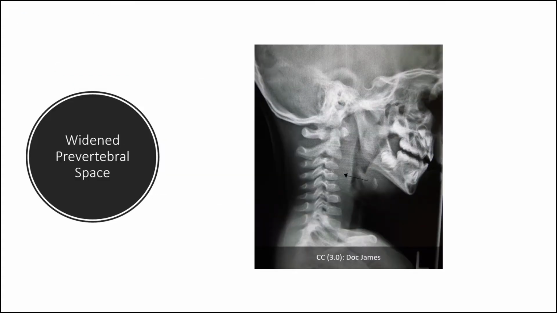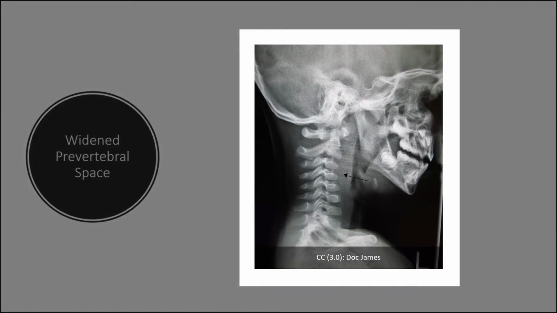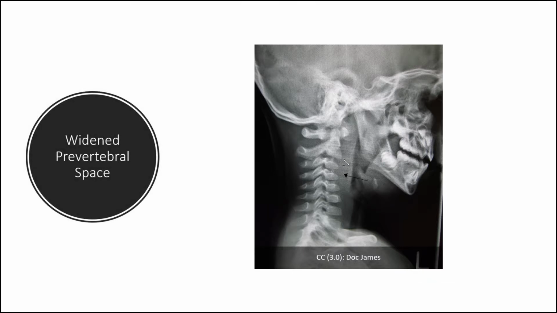One classic finding to look out for in our patients with retropharyngeal abscesses is the presence of a widened prevertebral space. This can be appreciated in our X-ray on the right-hand side of the presentation, where you can see that this prevertebral space, or space in front of the vertebra, is much wider than we would see in our typical patient, and this is absolutely classic for a retropharyngeal abscess.